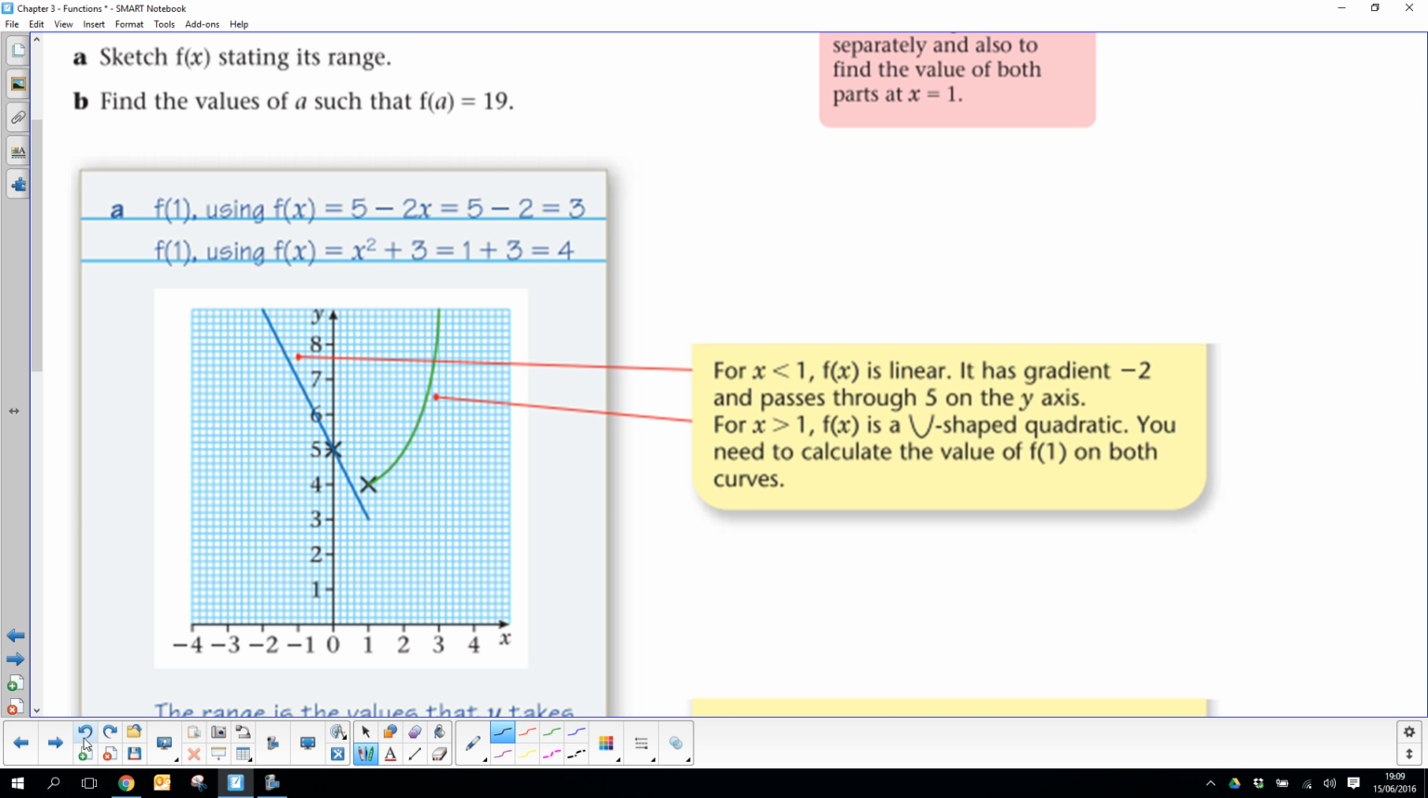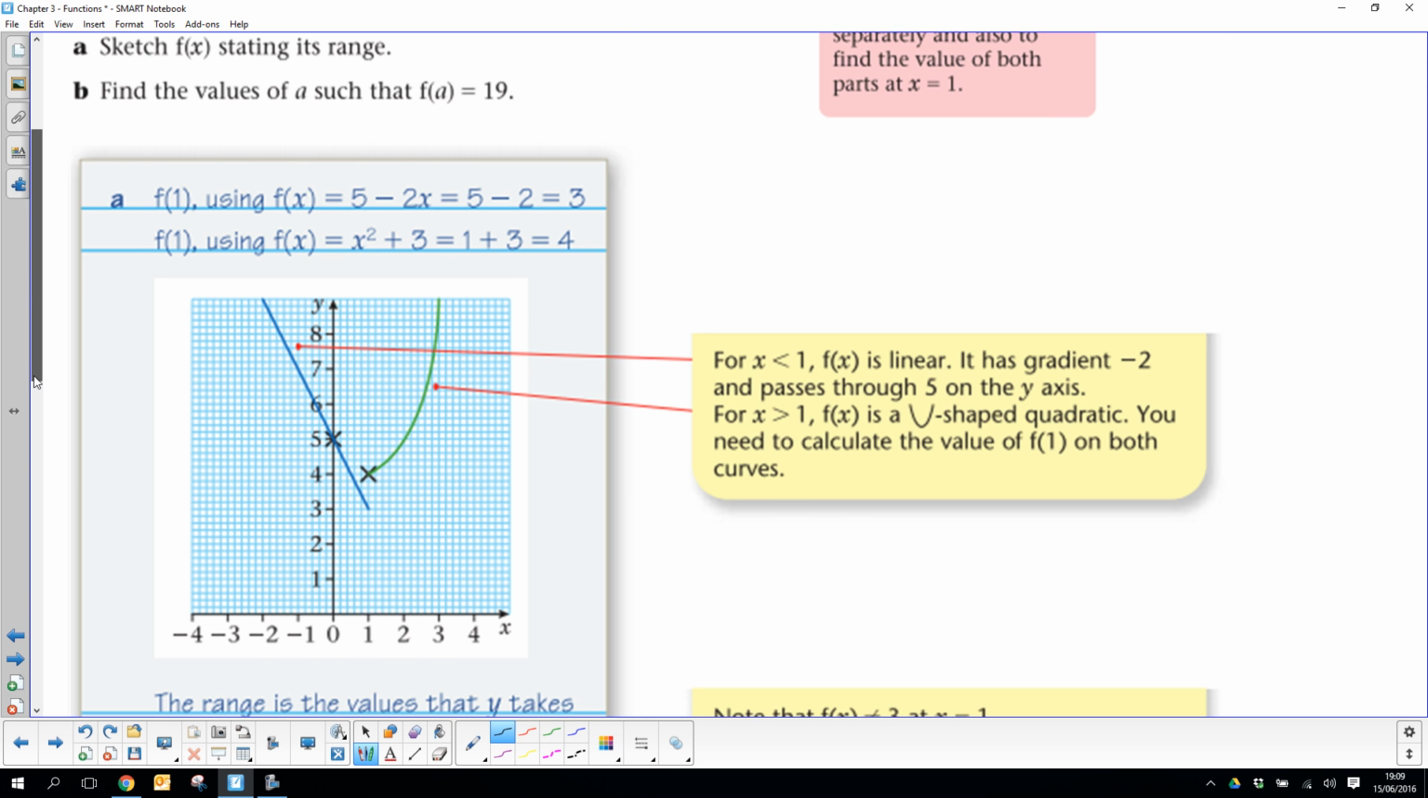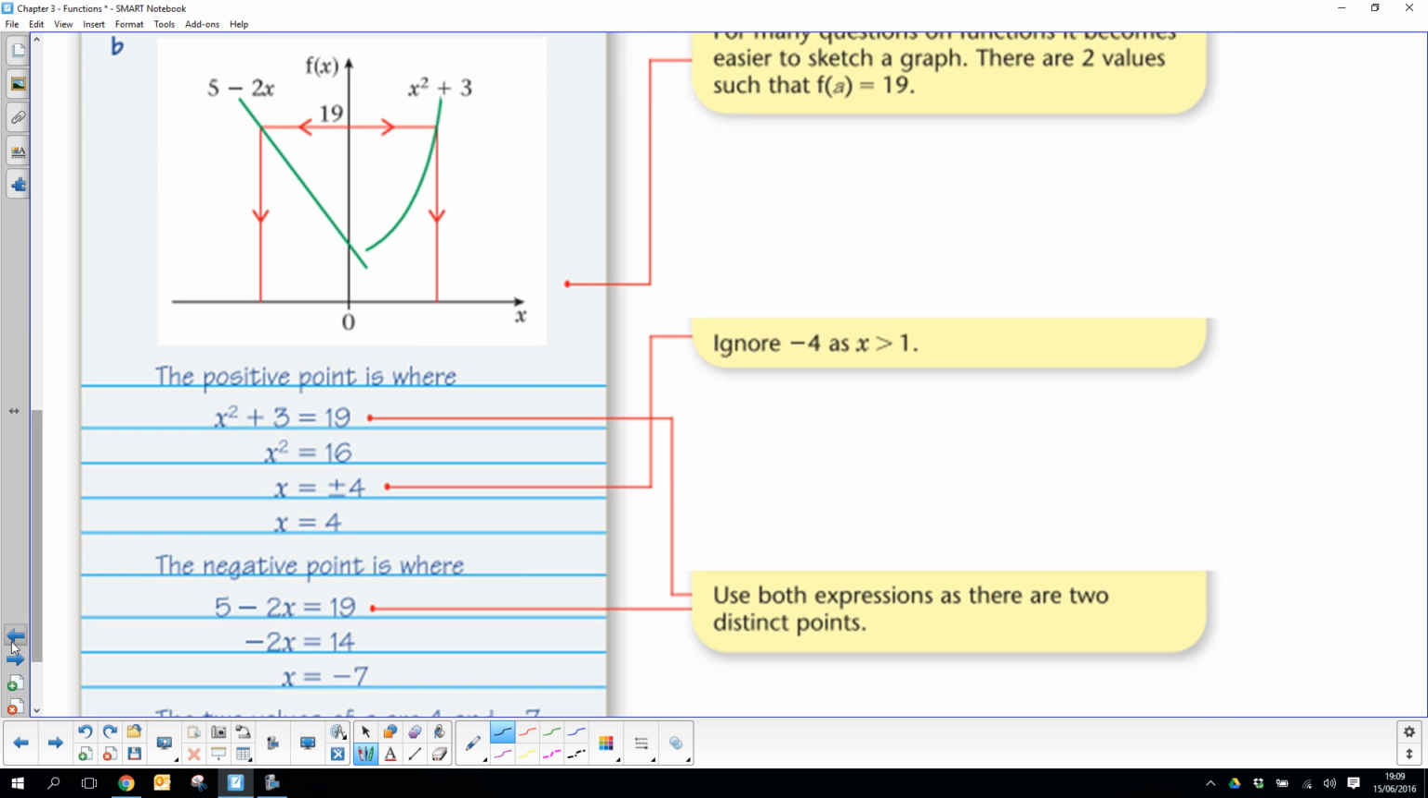Let's now think a little bit about finding the values of a such that f of a equals 19. Well, let's just scroll down to here. So this is what I've just drawn. They've drawn it much nicer. So this is where it is 19. You can see this is the first value down here for x. This will be the second value down here for x.